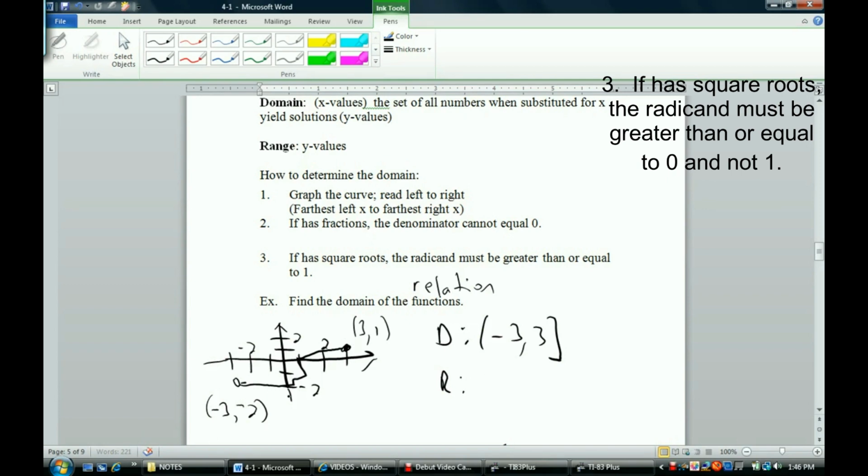The range is down to up. So how far down does this curve go? It goes all the way to -2. It doesn't go past it. And it exists at -2, which means I'm going to use a bracket.